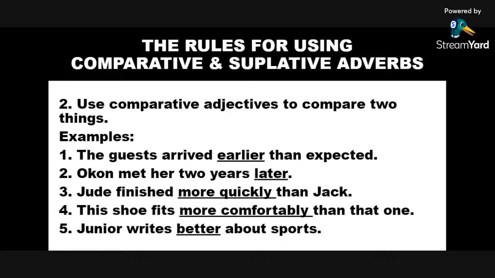So you always see that in using comparative adverbs, we are comparing two actions or two qualities, as the case may be. Number 5, Junior writes better about sports. So we are comparing how he writes about sports with how he writes about other things. Okay?